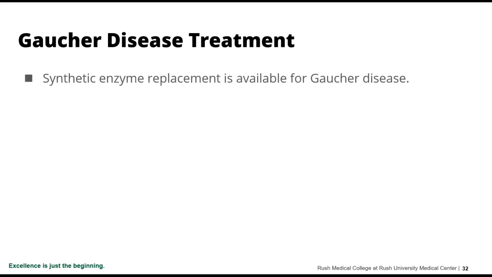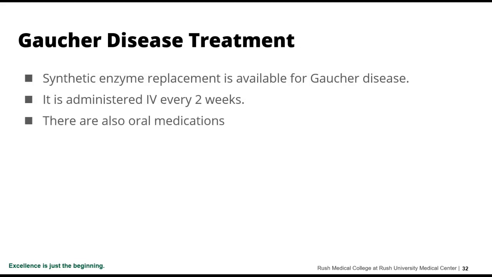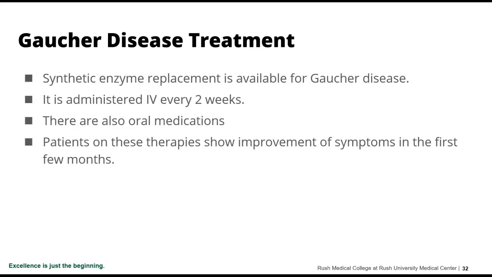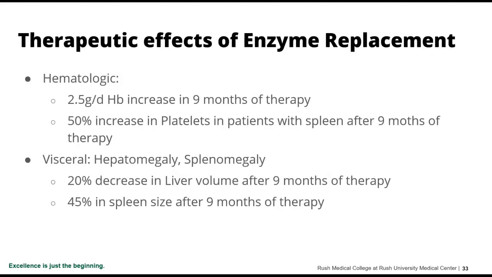Synthetic enzyme replacement has been available for Gaucher for about 30 years, so we have some long-term data on it. It's administered IV every 2 weeks, and there are also oral medications. Patients on these therapies show improvement in the first few months. In the earlier studies, when they started putting patients with Gaucher disease on enzyme replacement therapy, their hemoglobin increased by 2.5 grams per deciliter in 9 months, and there was a 50% increase in platelets, so we didn't have to take out their spleen. Hepatosplenomegaly showed a 20% decreased size of the liver and 45% decreased size of the spleen.